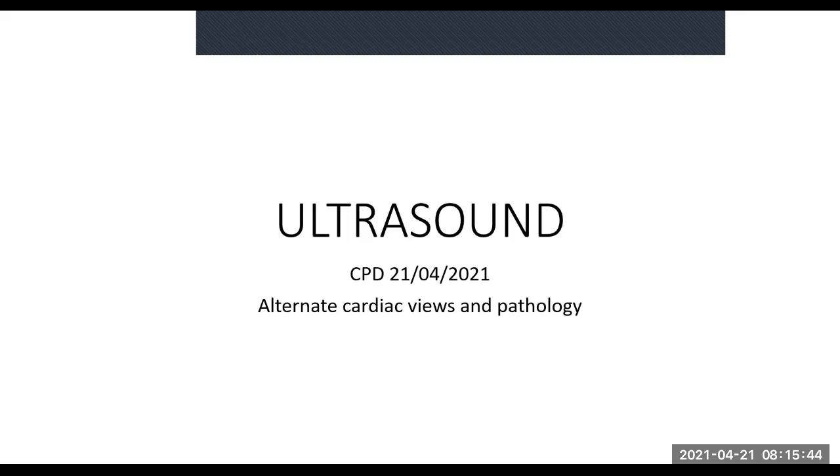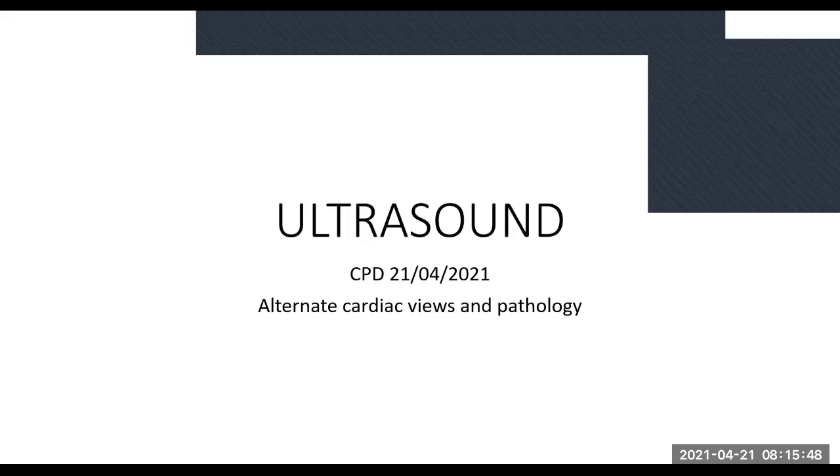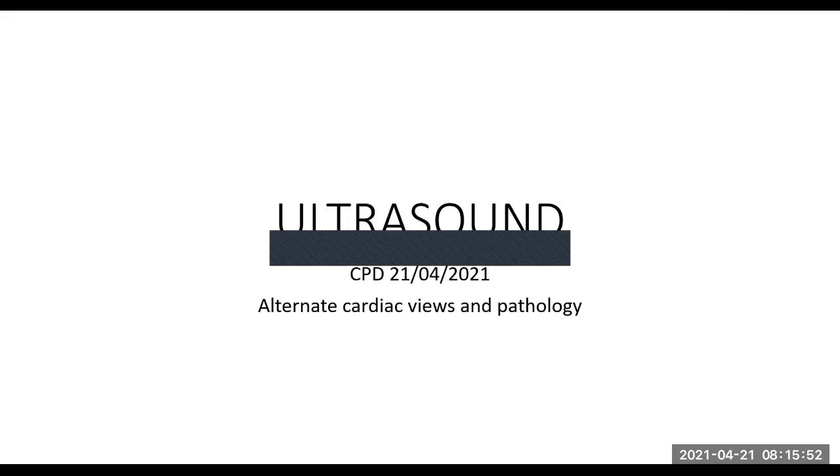All right, that's good. So what we're going to cover today, we've gone through some parts of cardiac ultrasound. We've looked at the long axis, the subxiphoid view. So today we're going to look at alternate views. There's two alternate views, and those views are the parasternal short axis and the apical view. All right. And then we're going to look at some cardiac pathology.